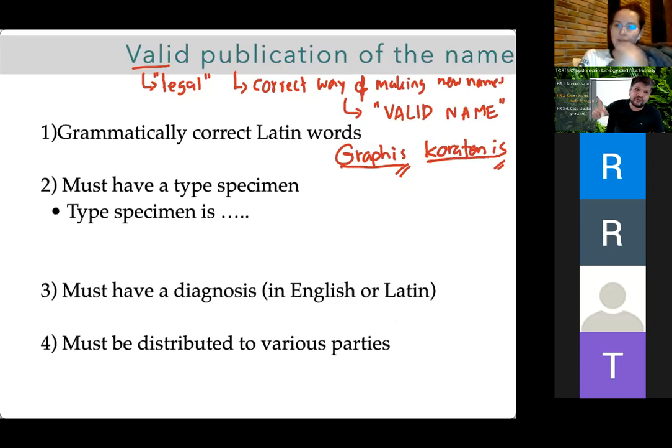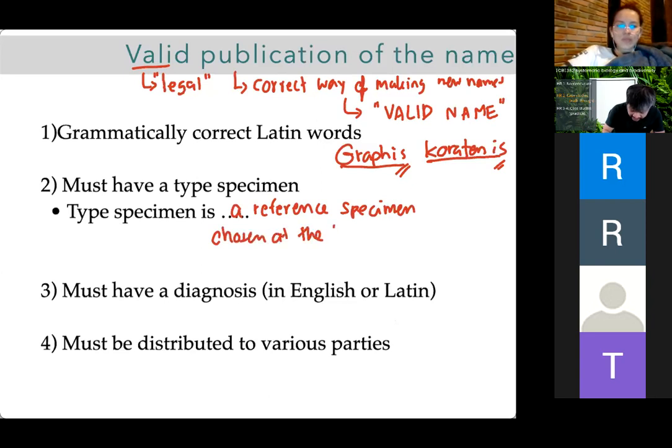First of all, you have to make sure your grammar is correct. If we have a wrong gender, they consider my name invalid because I'm stupid at Latin grammar. So first it has to be correct. And the second, you must have a type specimen, which is a reference specimen chosen at the time of naming.